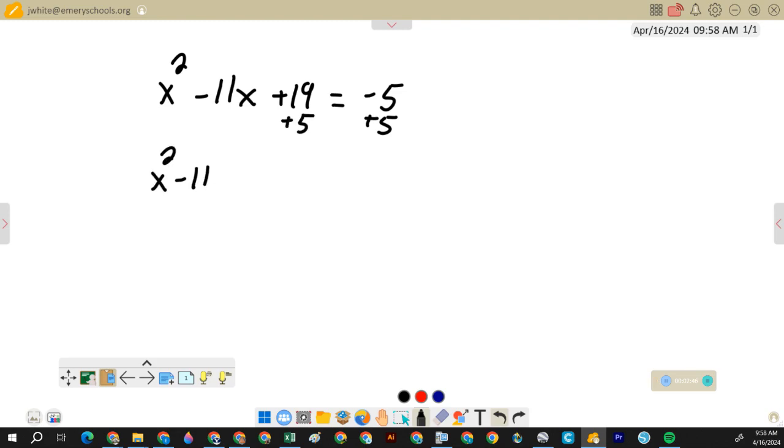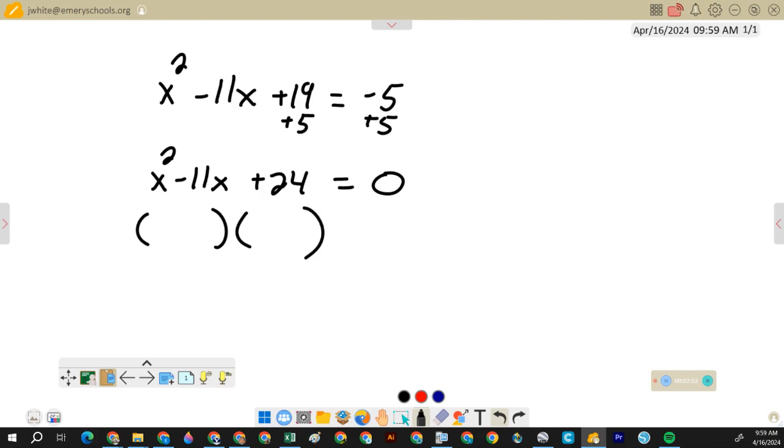Let's do 5. x squared minus 11x plus 19 equals negative 5. Well, I want to find the roots. And the roots occur when y equals 0. So I need to solve this equation and put a 0 on the right side. So we will add 5. And now I have x squared minus 11x plus 24 equals 0.